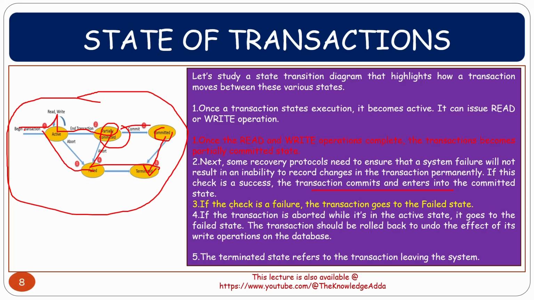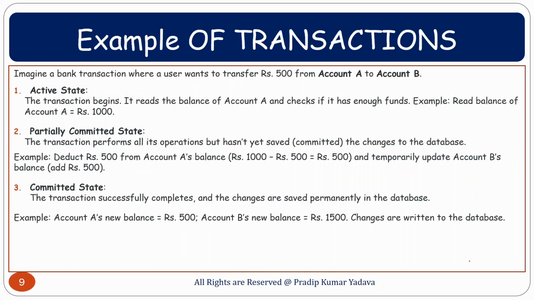If the transaction is aborted while it's in the active state, it goes to the fail state and the transaction should be rolled back to undo the effect of its write operations on the database, and the terminated state refers to transaction leaving the system.